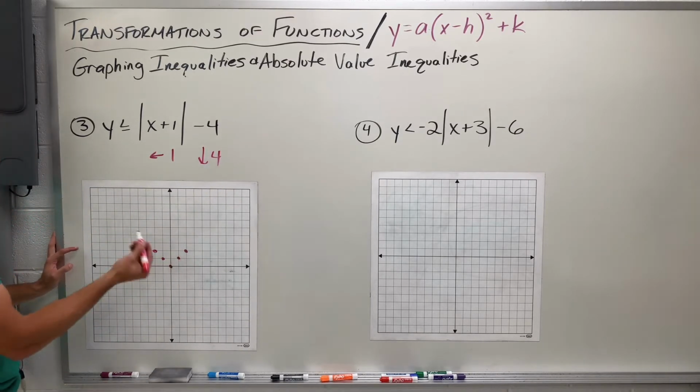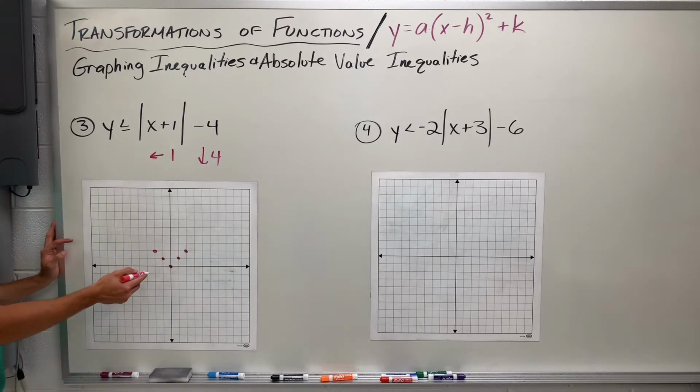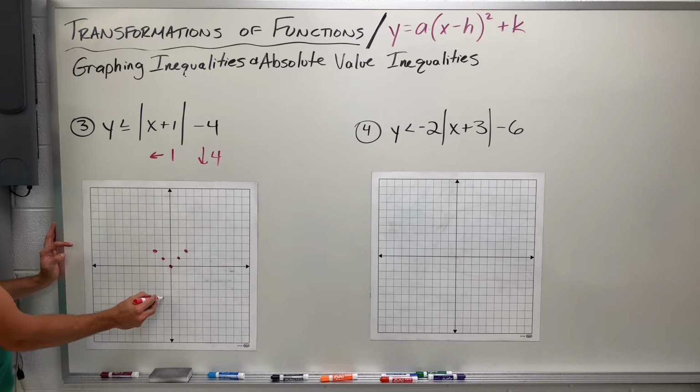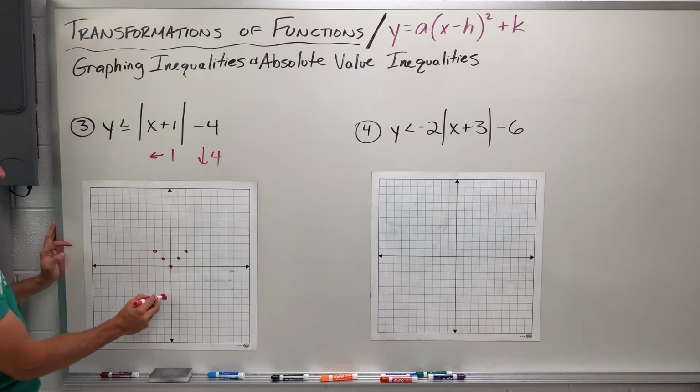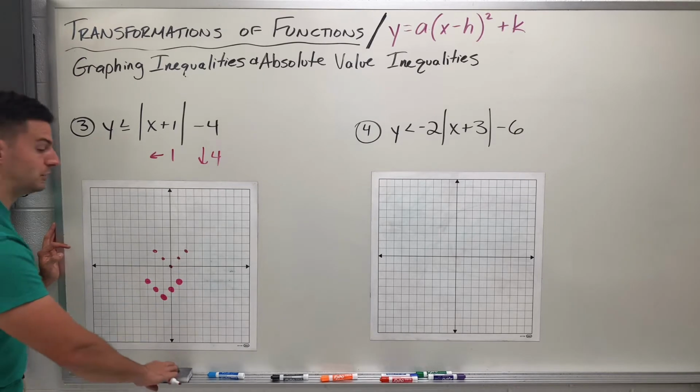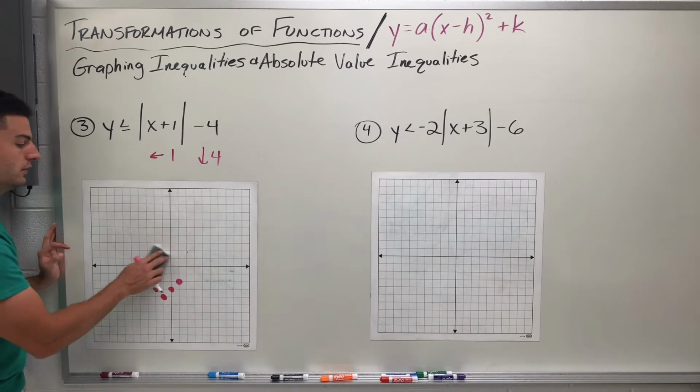So if you need this here while you move it, that's fine. But yeah, left 1, down 4 right here. So that's where the actual vertex is going to go. And then I make my shape from there. So I go up 1 over 1 to both sides, up 2 over 2 to both sides. And once that shape is drawn, you get rid of this, okay?